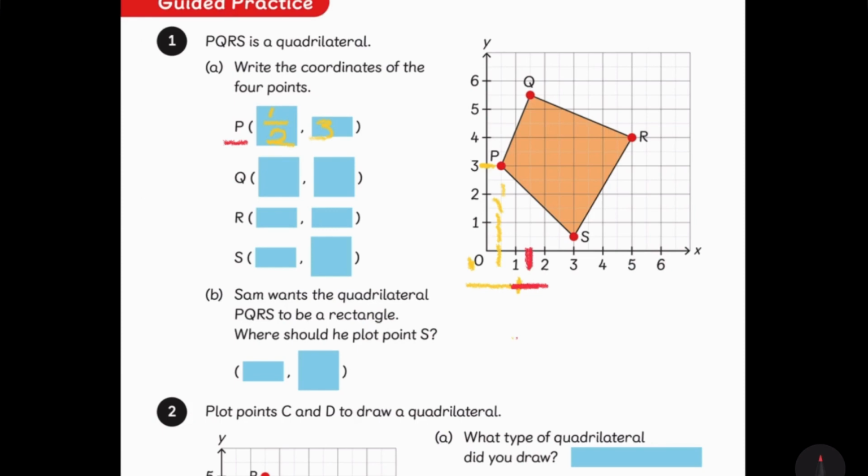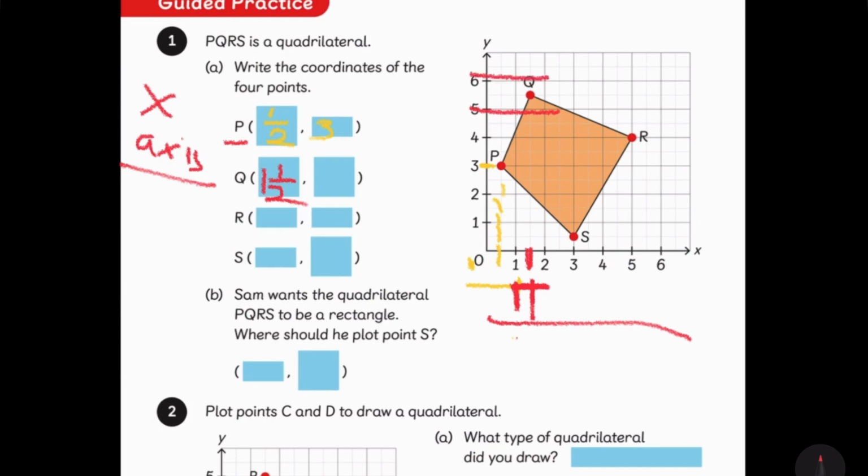The key is we always start from the x-axis, okay? You must be wondering, why am I starting with this line? It's always beginning with the x-axis. Let's go to the y-axis. It is not meeting 5, it is not meeting 6, but it is between 5 and 6. Therefore, my answer will be 5.5. Okay, this was for Q.